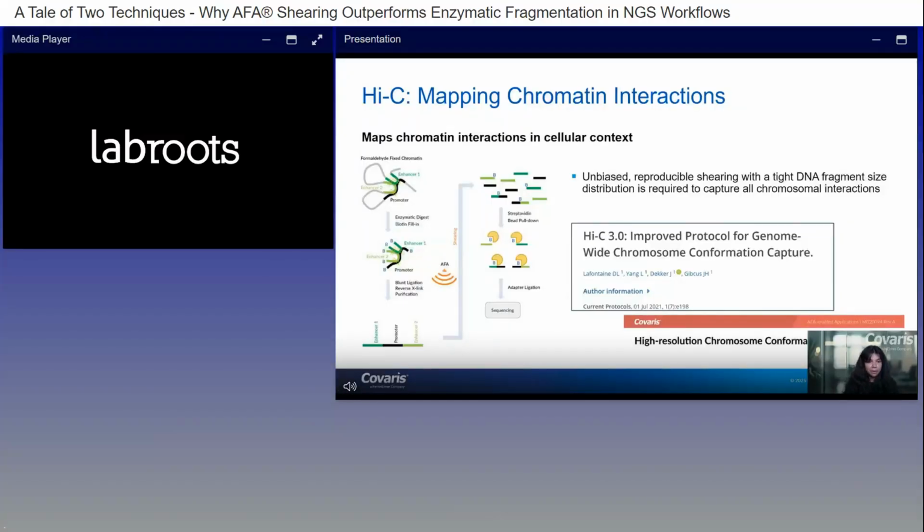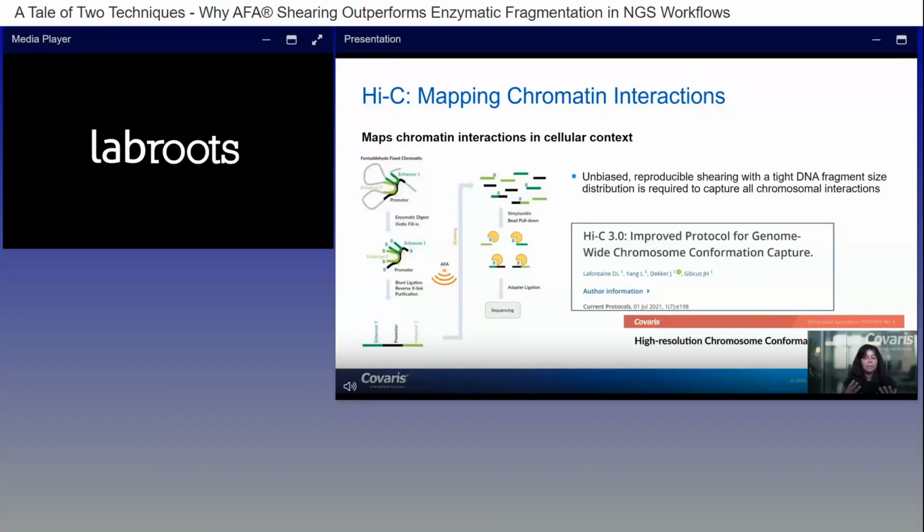Another workflow that really benefits from Covaris AFA is Hi-C. So Hi-C, much like ChIP, utilizes fixation to preserve interactions, in this case, chromatin-chromatin interactions. And Hi-C libraries end up being quite interesting. So Hi-C libraries end up being composed of all of these unique fragments containing junction points that reflect places where chromatin interacts spatially in a cellular context.